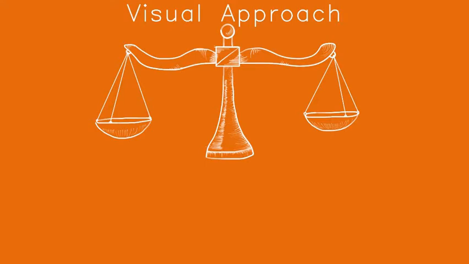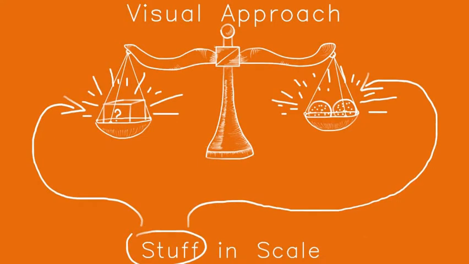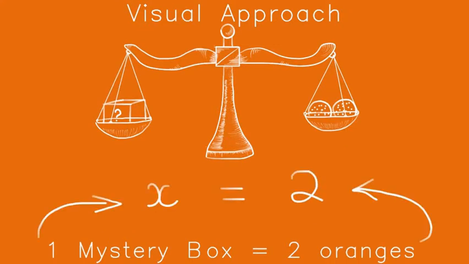This can actually be used as a really good example, a really good situation to understand equations, because equations are literally like this. Let's actually put some stuff in the scale. Okay, so let's put the mystery box on the left hand side and 2 oranges on the right hand side, and we can actually say that this is in fact equal to this equation, x is equal to 2. Let's say the mystery box is the x and the 2 are the oranges.